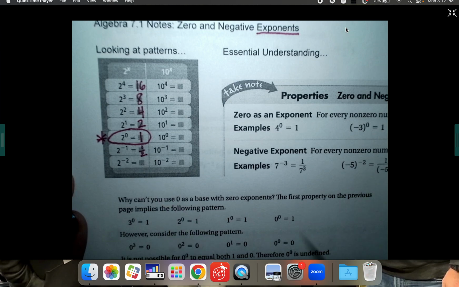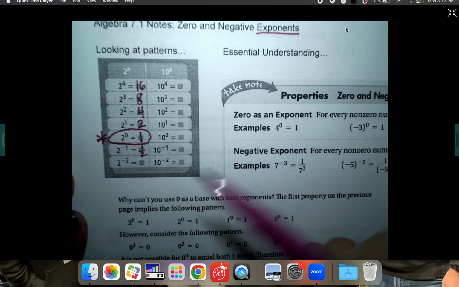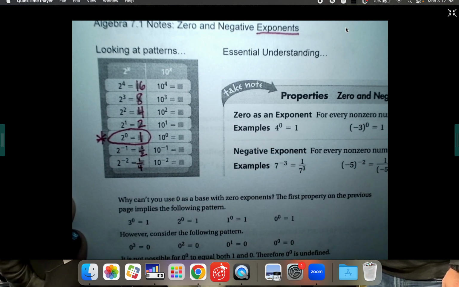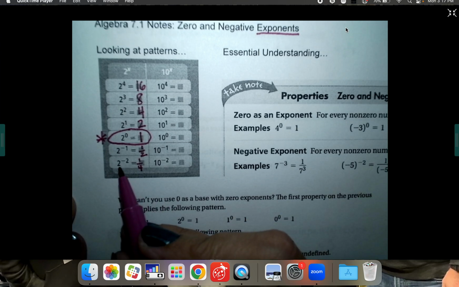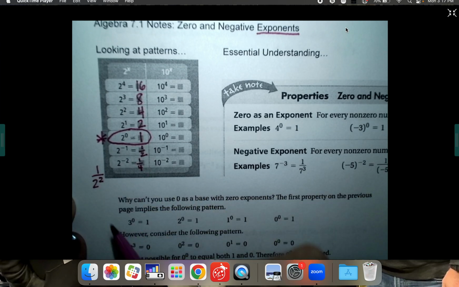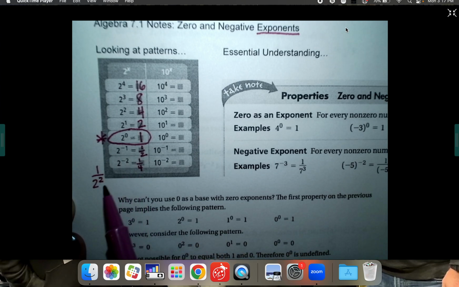So 2 to the -2, I'm going to cut half in half again. So that's going to be 1/4. And if you weren't sure, you could use your calculator to see that it's 1/4, which is 0.25, or 2 squared. I want you to know it's the same thing as if it flips to the bottom under a 1. So this whole thing becomes positive and flips to the bottom under a 1. So that would be 1/4.